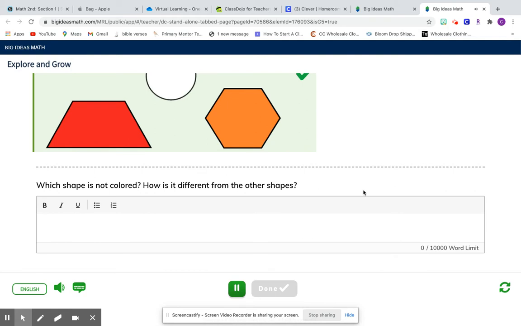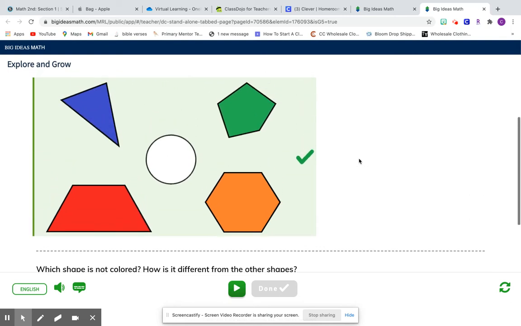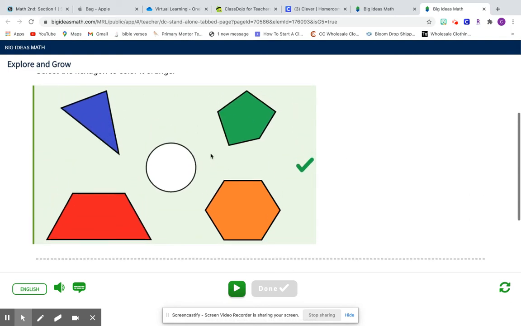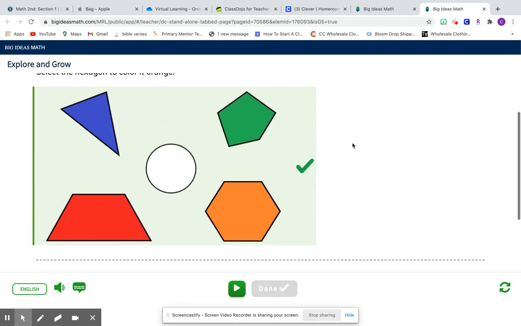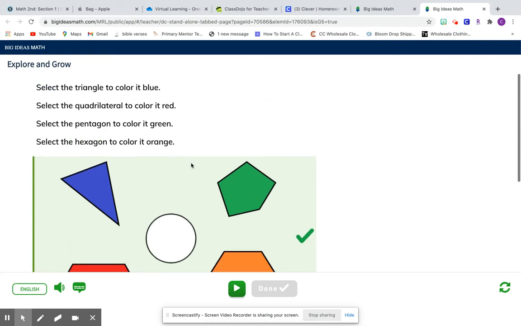Which shape is not colored? How is it different from the other shapes? All right, so if we notice, the only one that is not colored is the circle. And if you look, the difference between the other shapes and the circle is they all have sides and they all have vertices, where the circle does not have any of those.